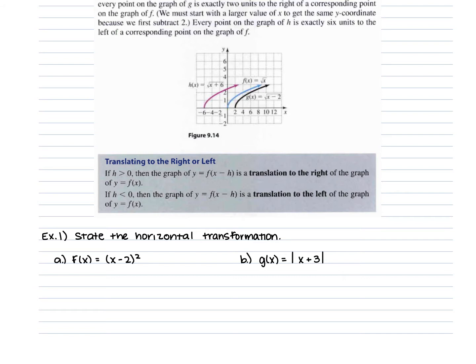With these, if you have something like f of x is equal to x minus 2 squared, like you do in example 1a, you want to take the opposite of that term that you see there, and that's telling you what you're going left or right with. So with this one, it's minus 2. The opposite of minus 2 is positive 2. You think of positive 2 on the number line, it's to the right of 0. So this one is going to the right 2 units.